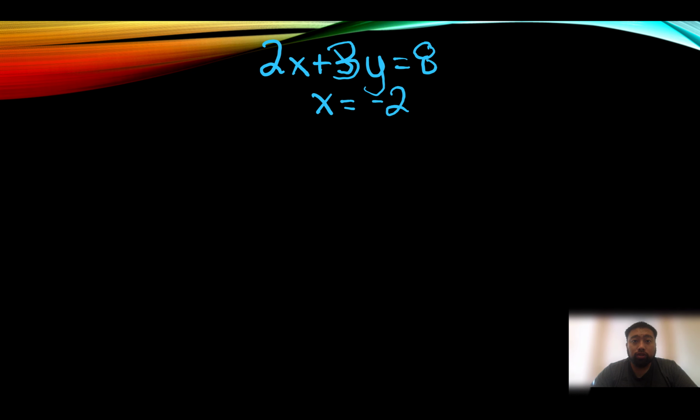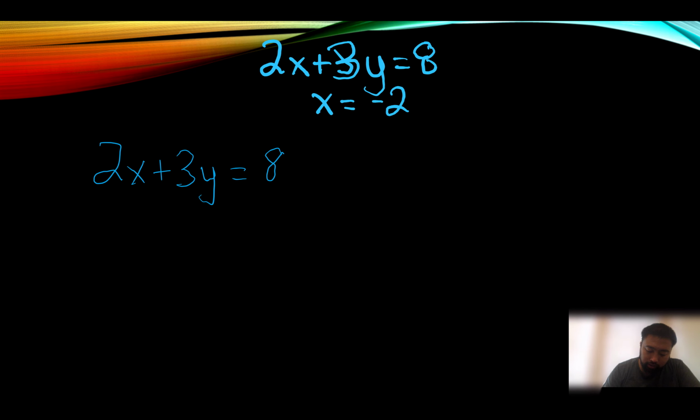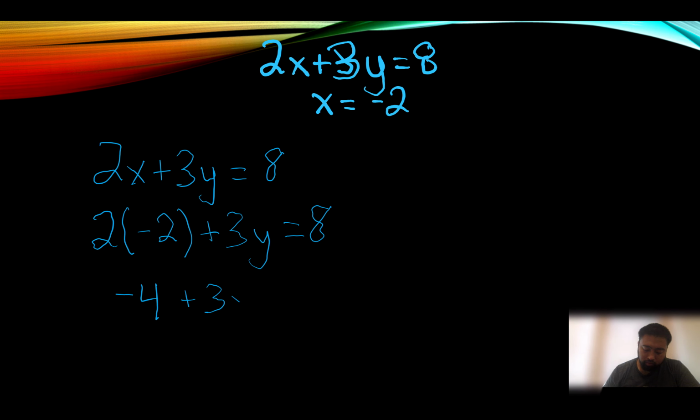Alright guys, we're going to solve the problem now. We got 2x plus 3y equals 8. We're going to substitute negative 2 in. We have to get rid of the negative 4, so we have to add 4.